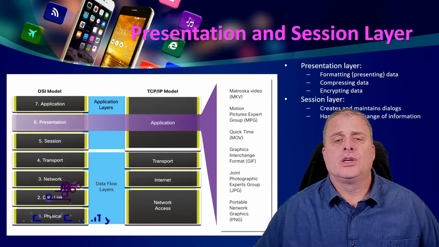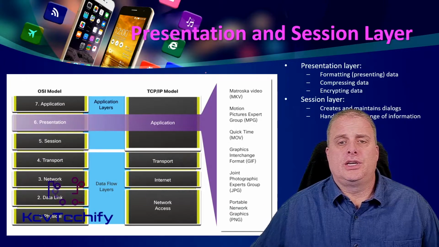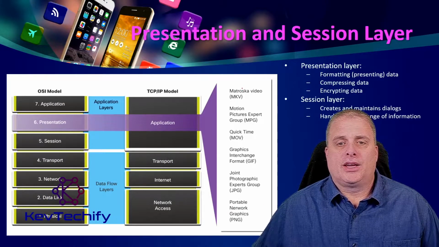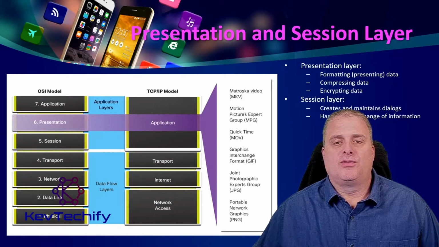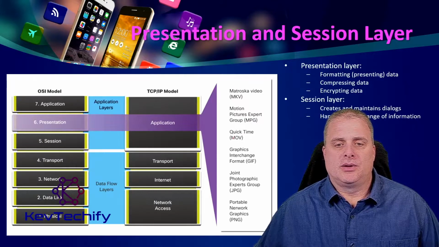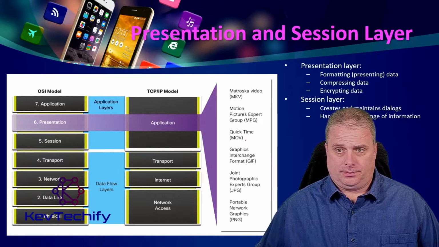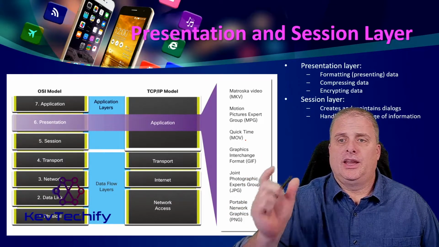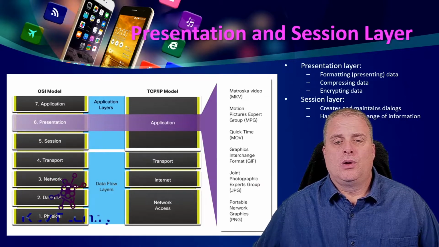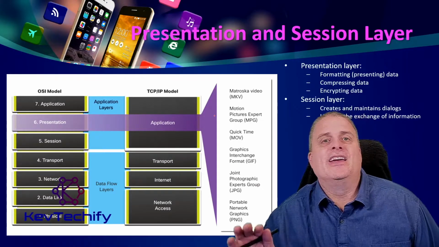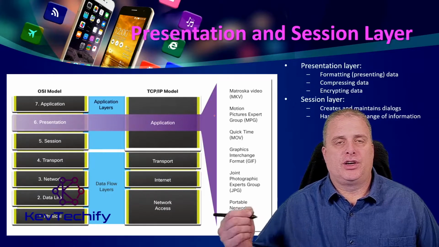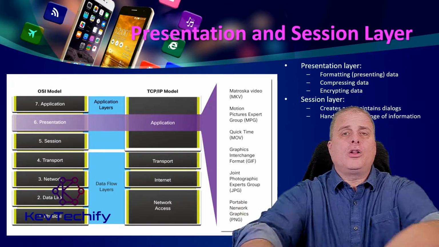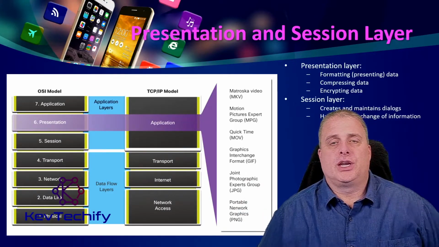Some of the protocols that are familiar to us here are how we package up movies. We have the MKV formats, we have MPEGs and movie file formats. We also have our image formats, and they do compression here also, which is our GIFs or GIFs, depending upon how you pronounce it. We have our JPEGs and our PNGs. All of these protocols here work at the presentation layer.